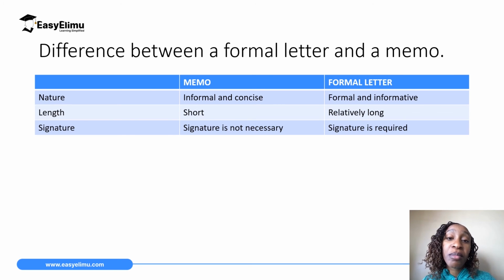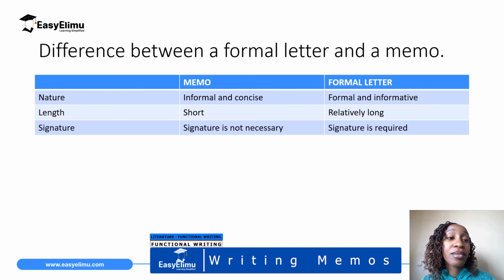The second thing is that memos are short and formal letters are quite long. So if you compare a memo and a letter, the letter will be longer because remember it has more information. And lastly, it is not necessary to put your signature at sign off in a memo. You may just write your name and your position, but for a formal letter, your signature must be there. So those are three differences between formal letters and memos that you can have in mind.